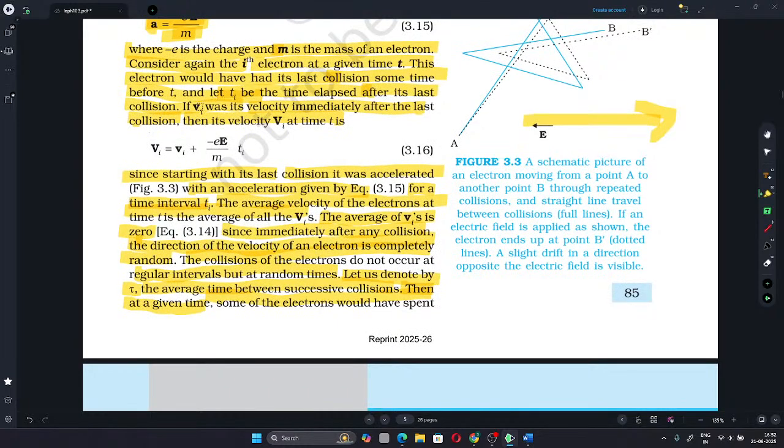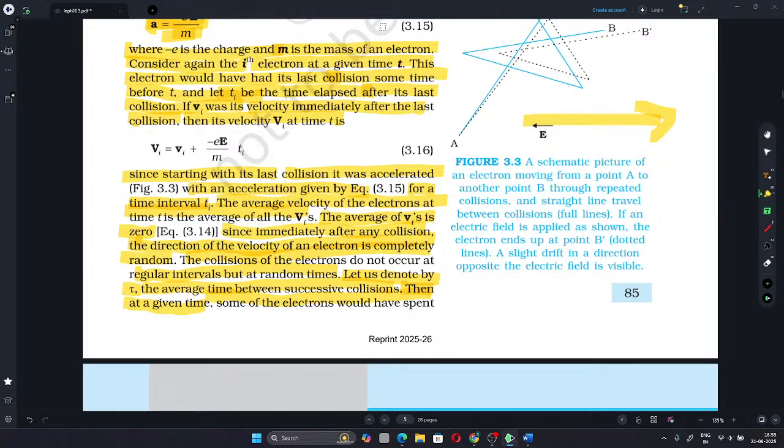This electron would have had its last collision sometime before t, and let ti be the time elapsed after its last collision. If vi was its velocity immediately after the last collision, then its velocity v at time t is v equals vi plus or minus e by m times ti. Starting with its last collision, it was accelerated with an acceleration given by equation 3.15 for time interval ti.